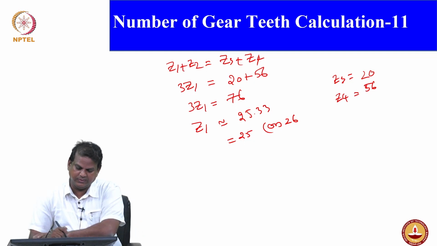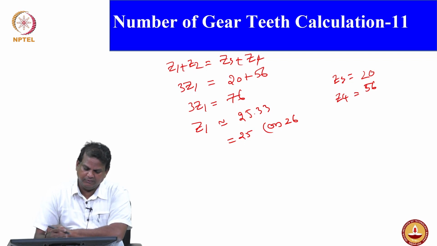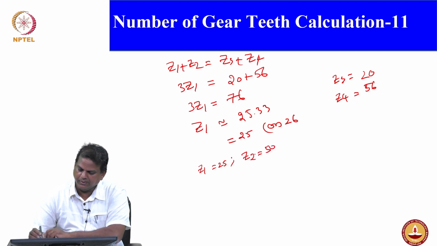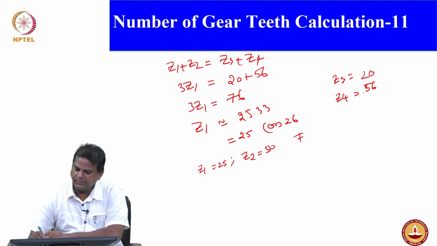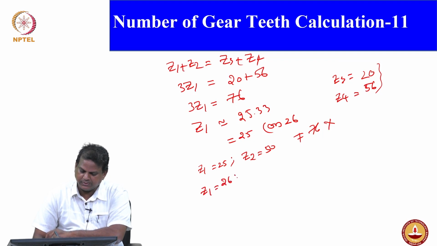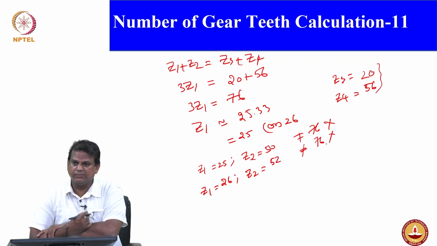Now let's first discuss. This is 25, and Z1 is 25. If Z1 is 25, right, Z2 would be 50. Okay, but our total here is 76, right? 76 is not correct. Okay, if you choose Z1 equal to 26, Z2 should be 52. So if 26, 52, what happened? It's not matching with the 76. So this is not correct.